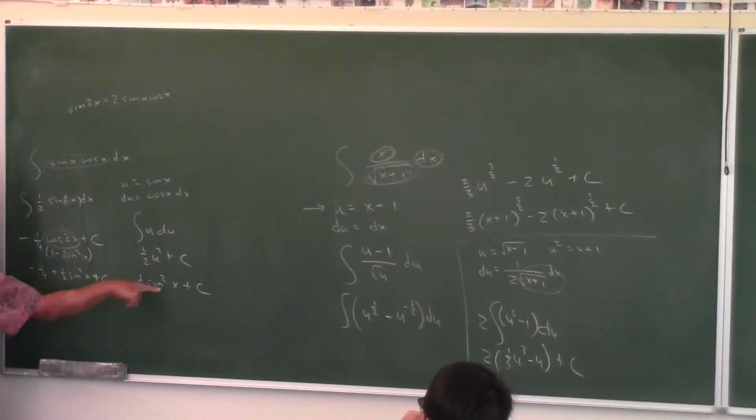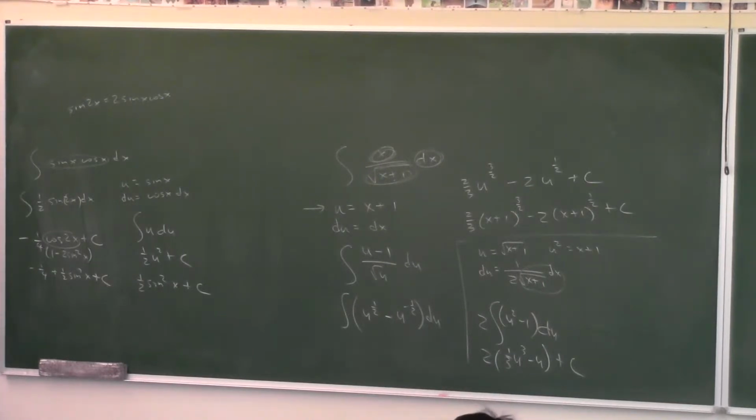Why is this answer the same thing as that? Because negative 1/4 is a constant. A constant plus a constant is simply a constant. So they are the same answer. Amazing. No, this is not amazing.